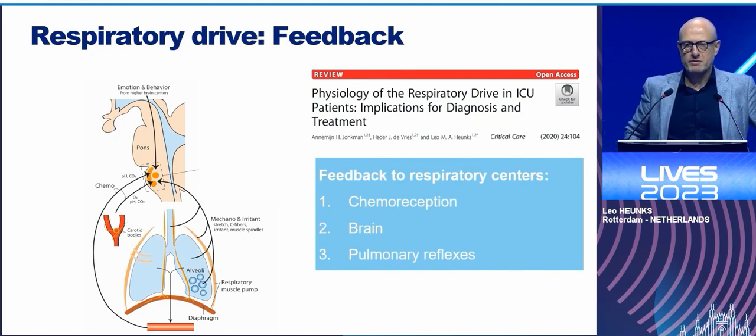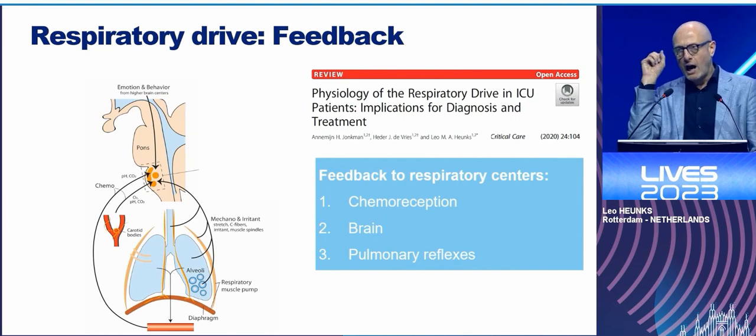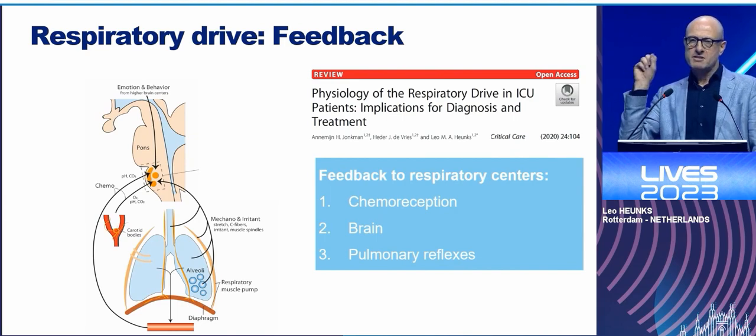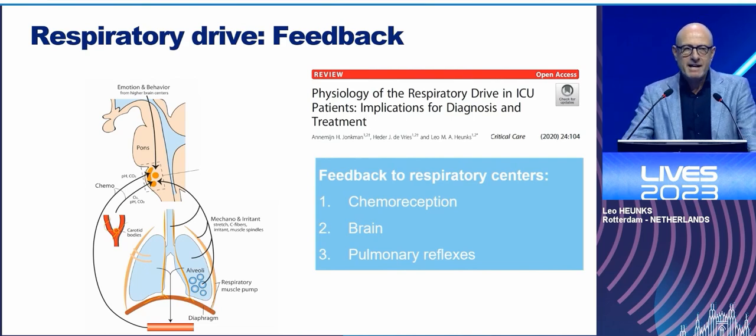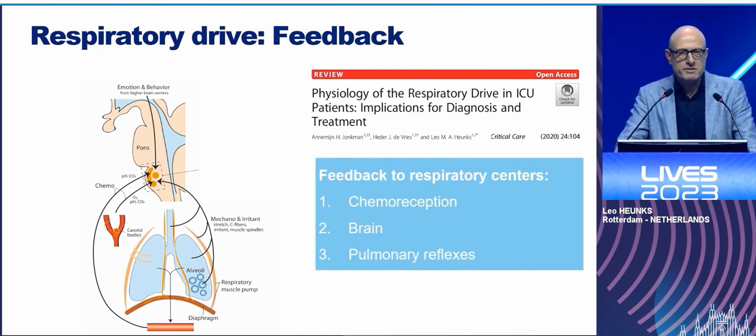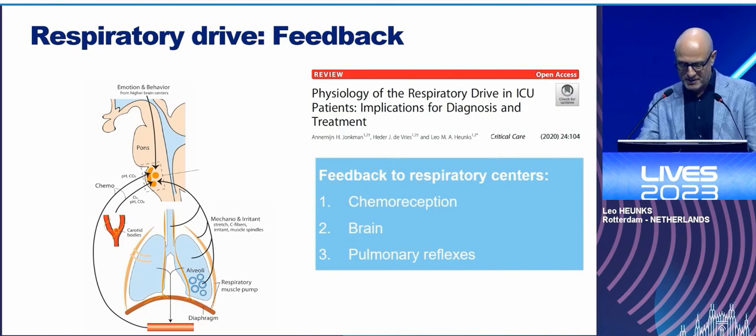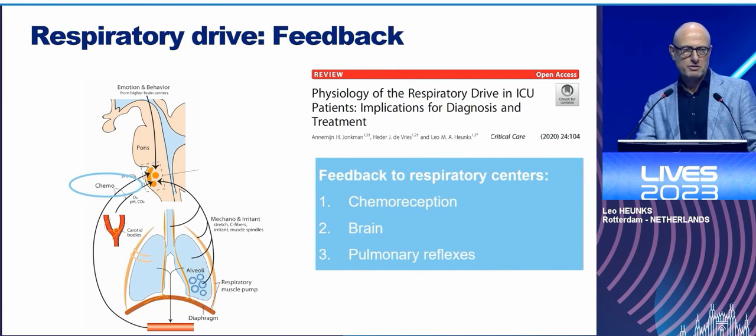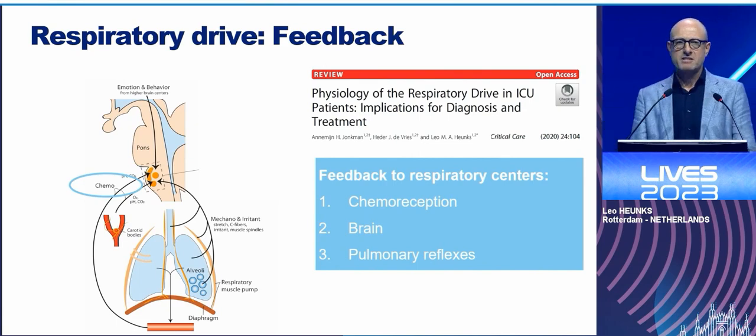What is respiratory drive? It's the electrical output of the respiratory centers in the brainstem. And the electrical output, the respiratory drive, depends on input from pathways in the body. Most importantly, chemoreception. The strongest predictor of respiratory drive is arterial pH, and to a lesser extent, arterial PO2.